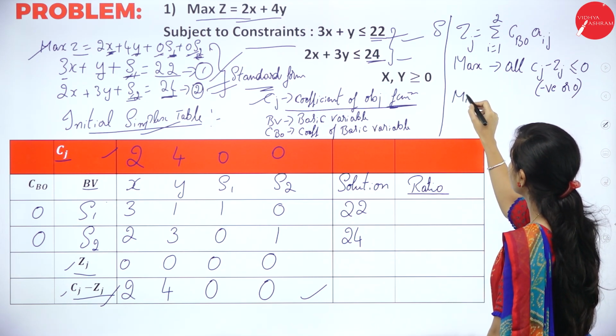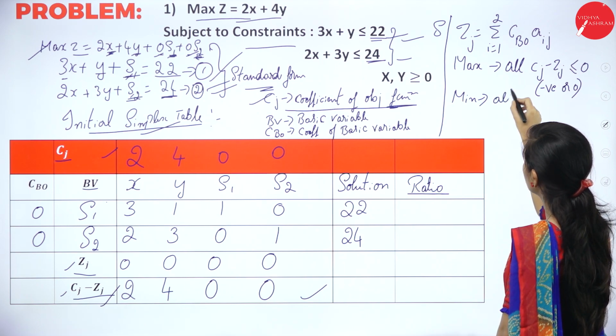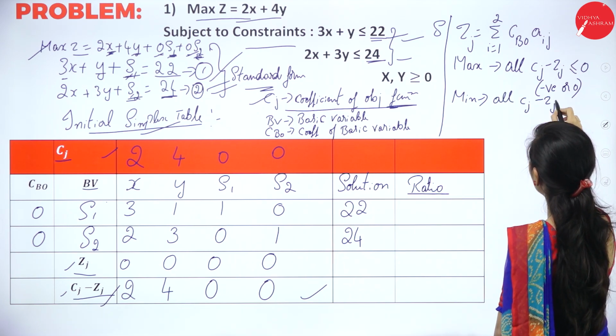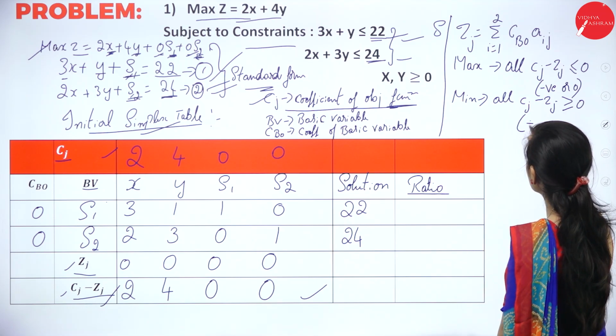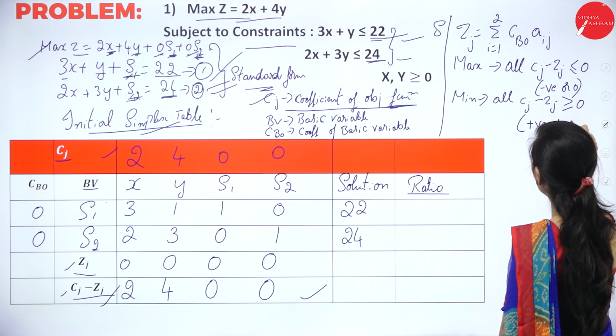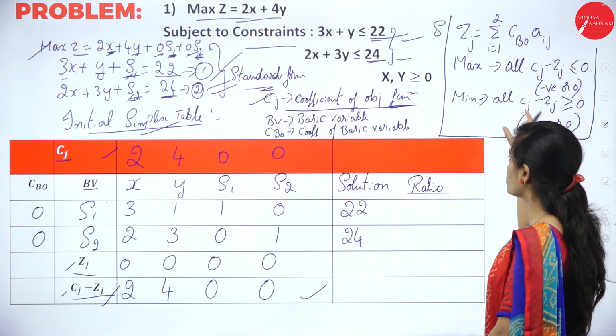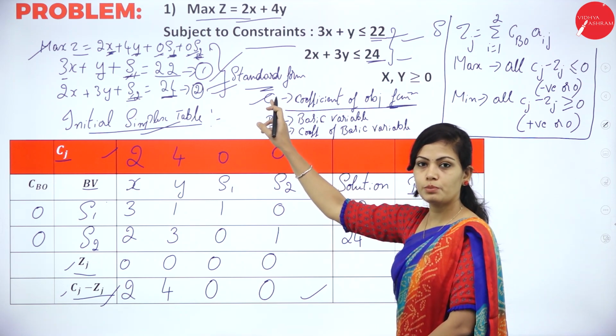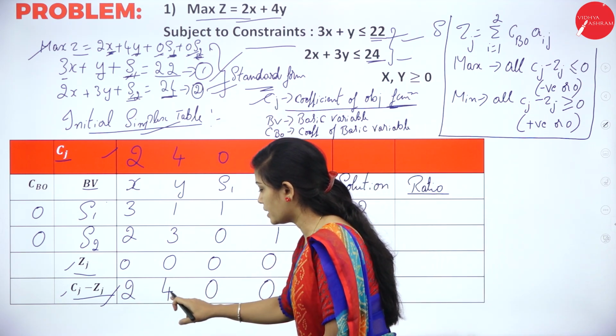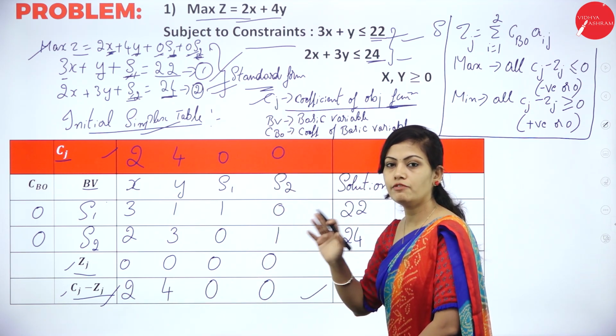And for a minimization problem, all Cj minus Zj values should be greater than or equal to 0. That means all the values should be positive or 0. It is a very important concept. Please keep in mind, this is a maximization problem, so all the Cj minus Zj values should be negative or 0.